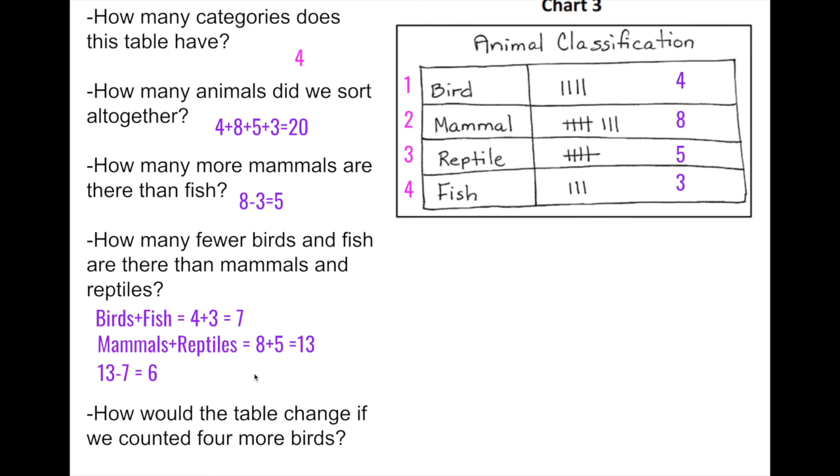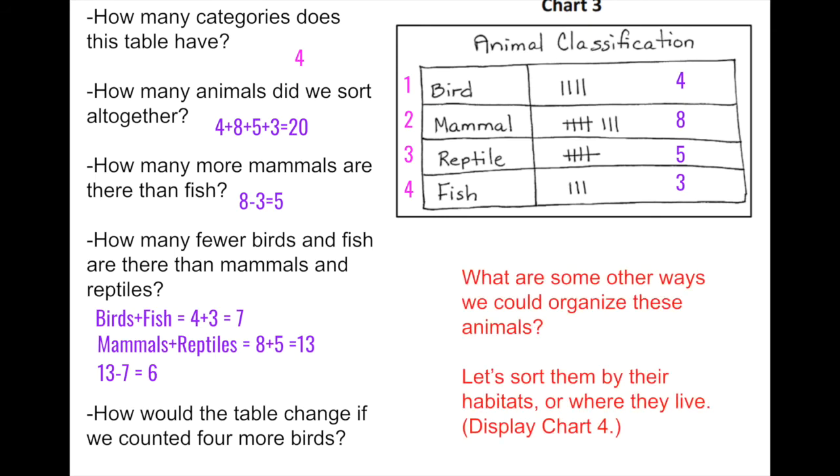How would the table change if we counted 4 more birds? So if we added 4 more to this category right up here, we'd have 4 plus 4, which equals 8. So one of the ways the table might change is now there would be an equal number of birds and mammals. There would be 8 in each category.